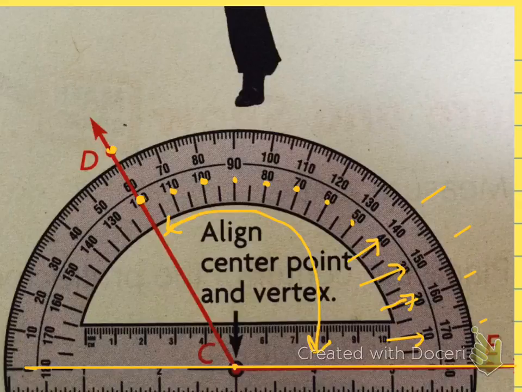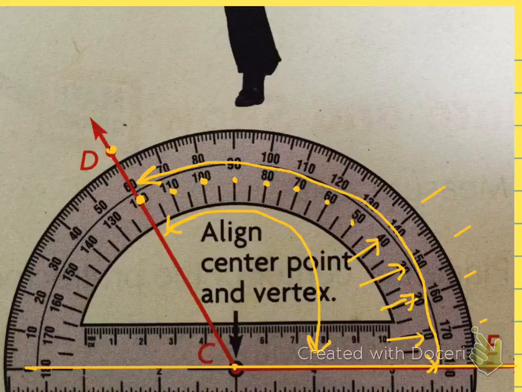So I'm using my inside edge of numbers starting with 0 right here, and I'm moving all the way around to the point where my angle intersects my protractor. I'm looking at the numbers on the inside edge because I'm dealing with an angle that's opening in an obtuse way, so I know it's got to be greater than 90 degrees.